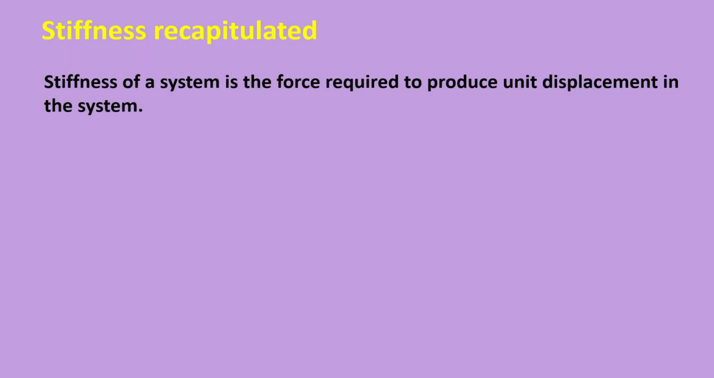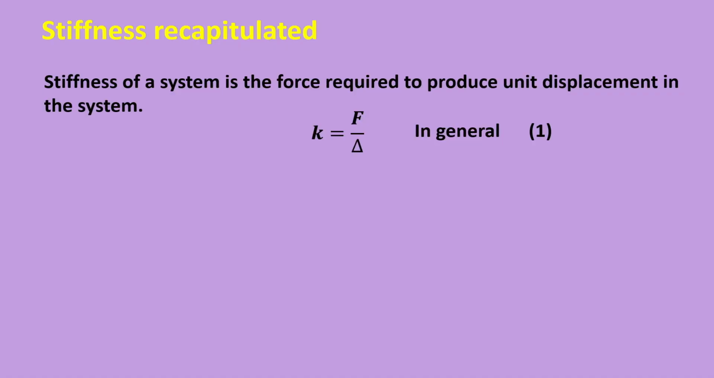So let us go back to the definition of stiffness. Stiffness of a system is the force required to produce unit displacement in the system. So if this is the definition, then we can certainly write stiffness, denoted by K, equal to F divided by delta. So we have taken a force deformation diagram or force displacement diagram response for a particular structure or a structural element.